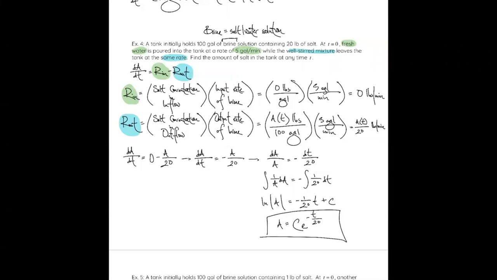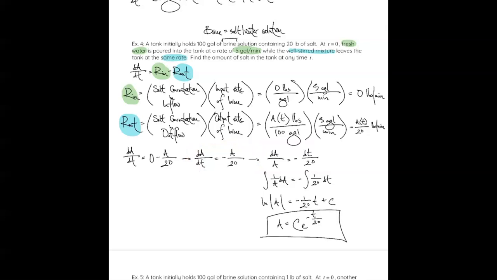So I thought we would start off pretty straightforward, in two senses. One, our value on the input end is 0, so we only have to worry about what's coming out of the tank. The second thing that comes from that same idea is we end up with a separable differential equation, and those are typically the easiest to solve.